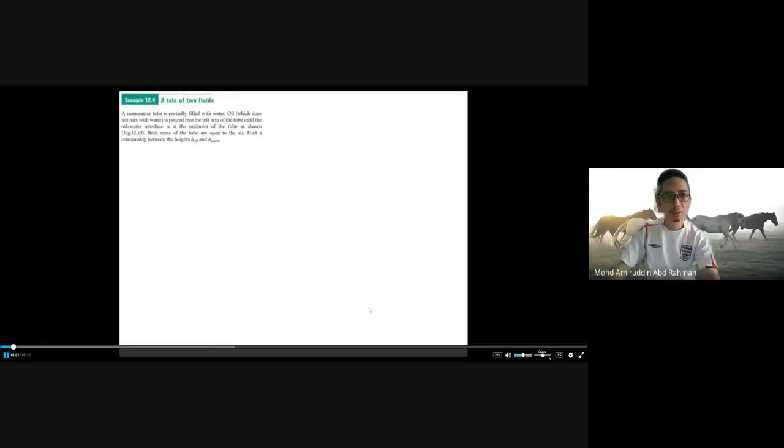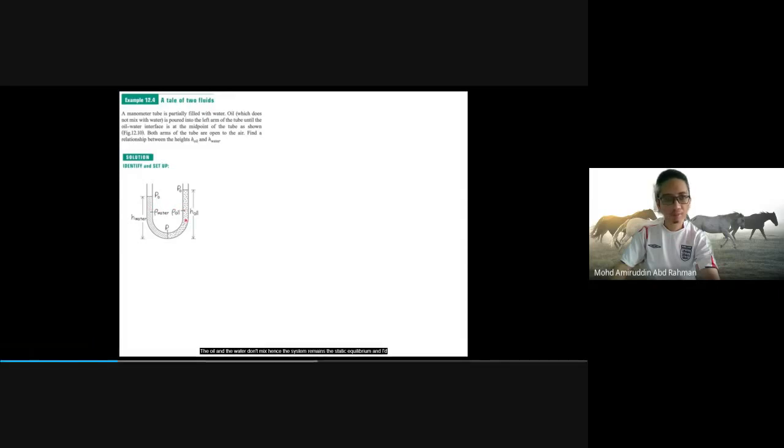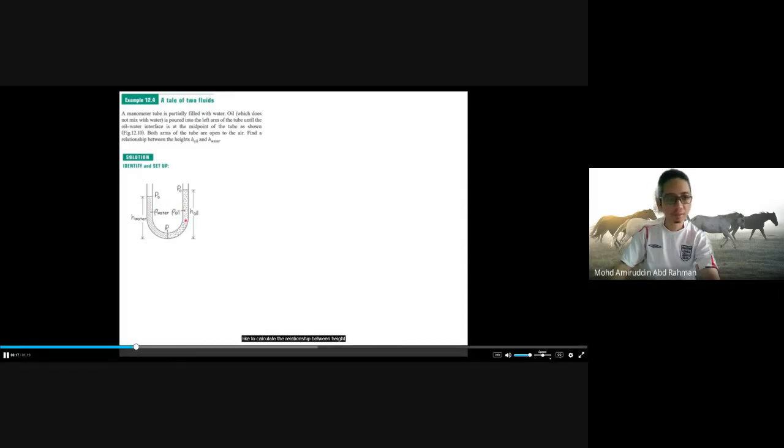This normal manometer tube is partially filled with water. Oil is then poured into the tube until the oil-water interface is at the midpoint of the tube, as shown in this diagram. The oil and the water don't mix, hence the system remains in static equilibrium, and I'd like to calculate the relationship between the height of the oil and the height of the water.